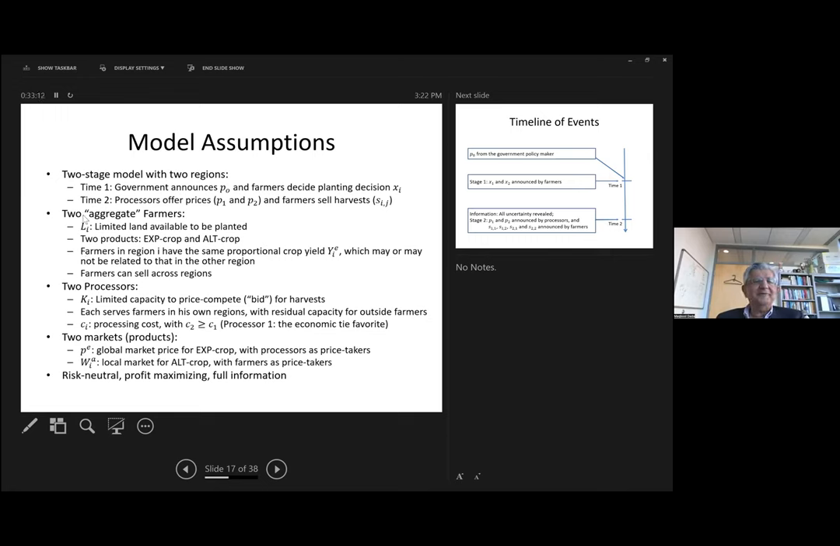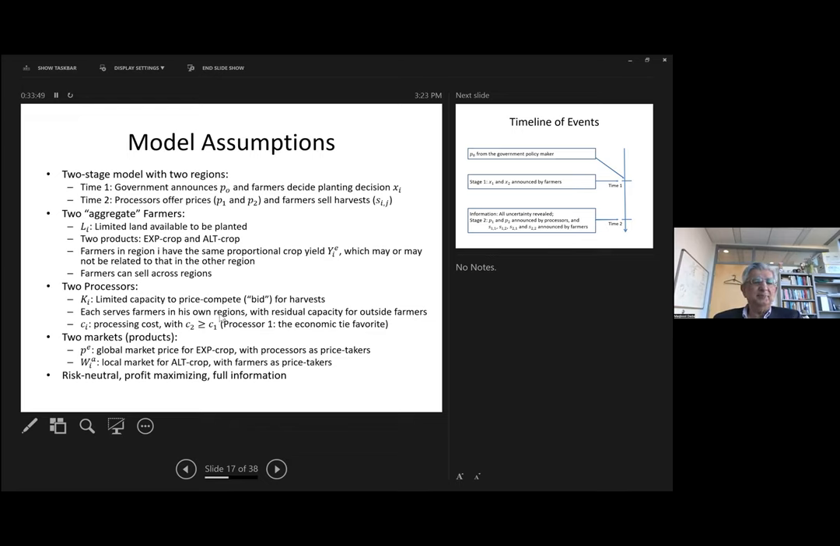We had a little bit of trouble convincing our reviewers that this was okay to do. There are many, many small farmers in each region, and these farmers have similar characteristics that we can sort of pool them. It's a little harder than we expected to make it work. So that's what we did. By doing it this way, we have an aggregate farmer, so the representation of the decision-making becomes easier.